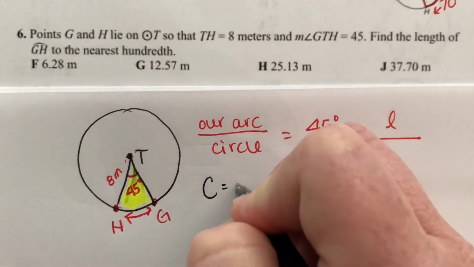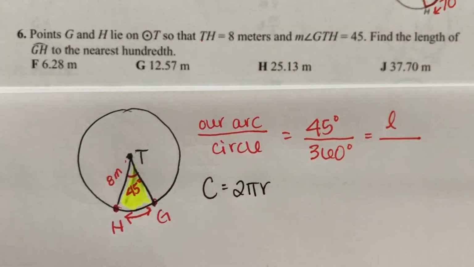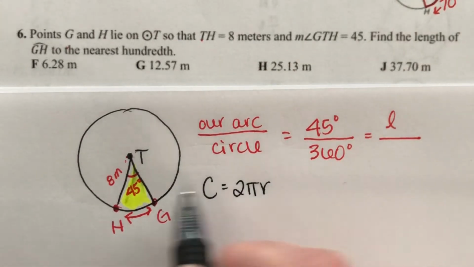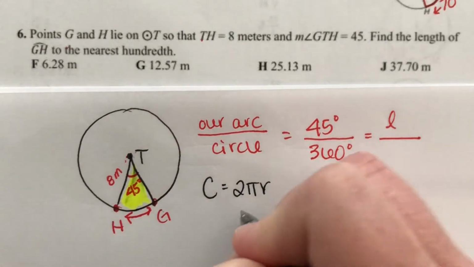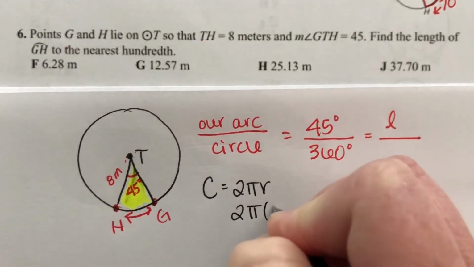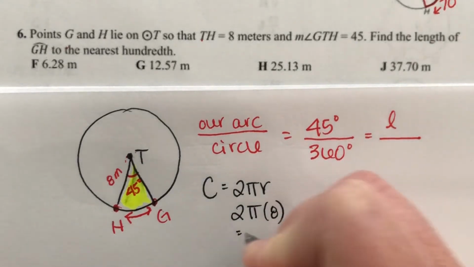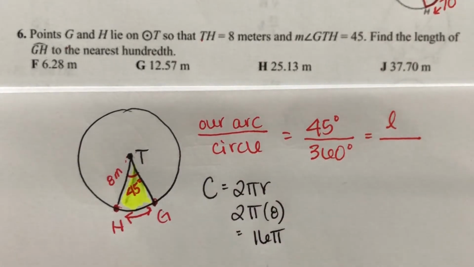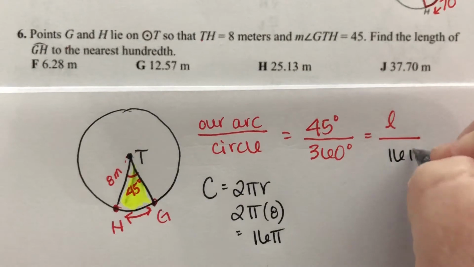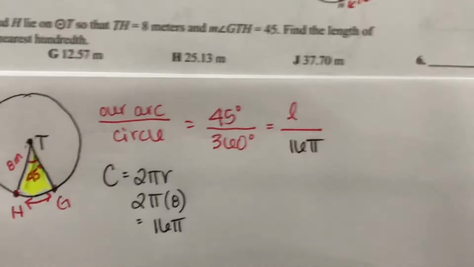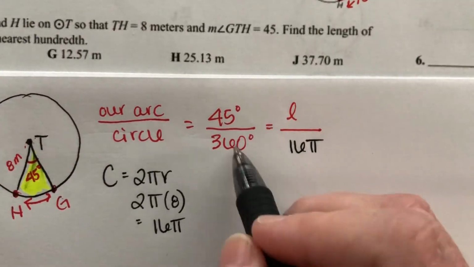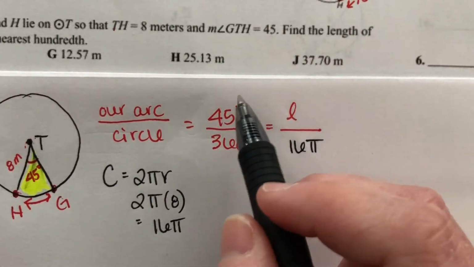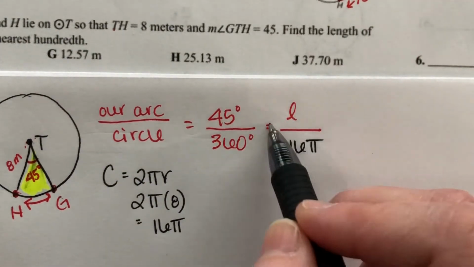Can I figure out the circumference? Circumference of a circle is 2 pi r. So do I know the radius? Yes, it's 8. So 2 times pi times 8, which would be 16 pi. So I can put 16 pi here. Okay, so now I've got this proportion right here. 2 equal fractions, 2 ratios set equal to each other.